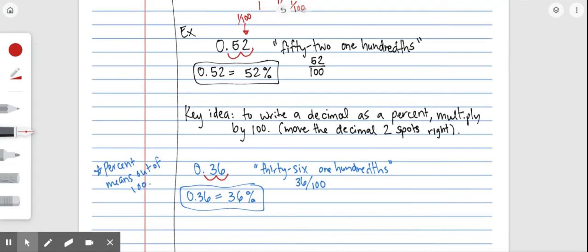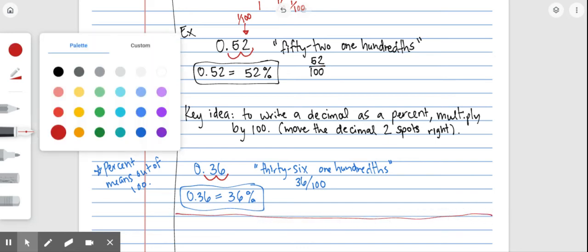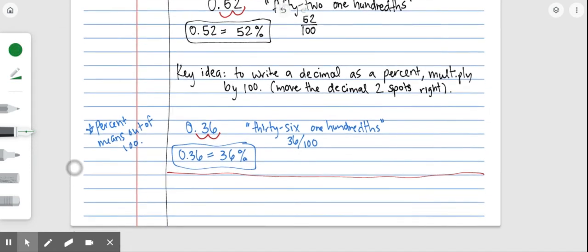So all we're using here is place value. We're using the fact that a percent means out of 100, and we're using where the decimal has that place value of out of 100. Okay, let's try another one.